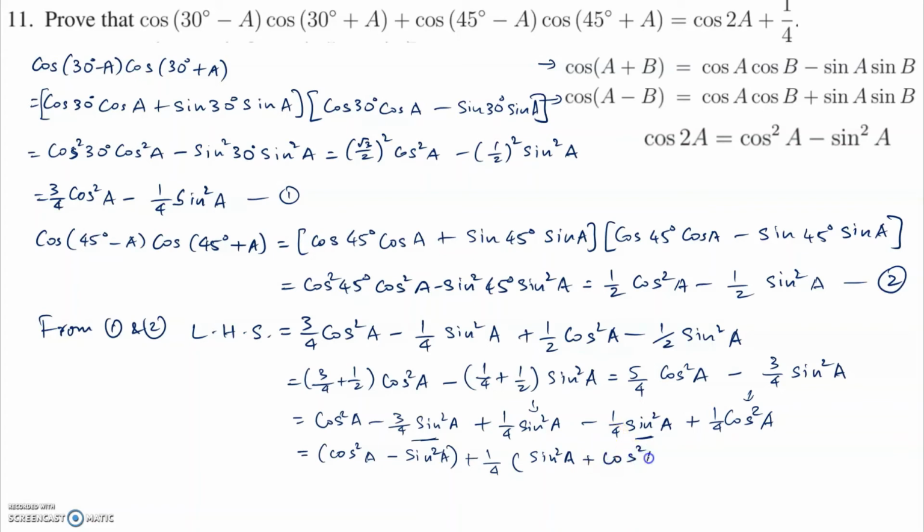We know that sine squared A plus cos squared A is equal to 1, and cos squared A minus sine squared A is cos 2A. So let's replace. This becomes cos 2A plus 1 by 4 into 1, that is equal to cos 2A plus 1 by 4, which is equal to our right hand side. Hence the proof of the given problem.